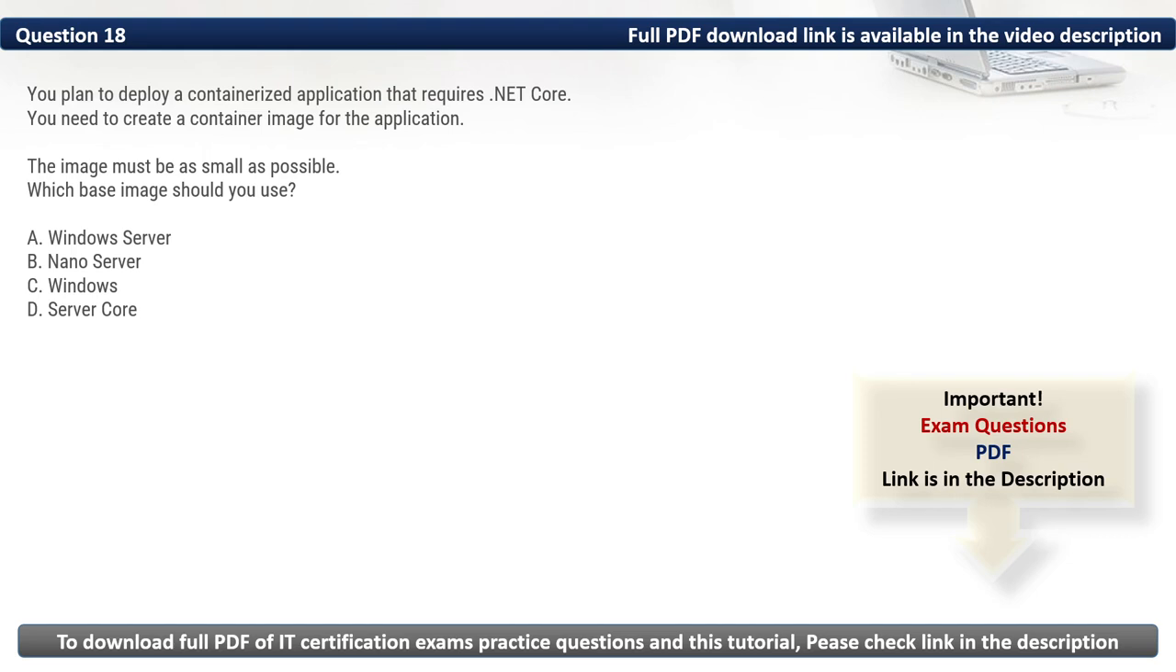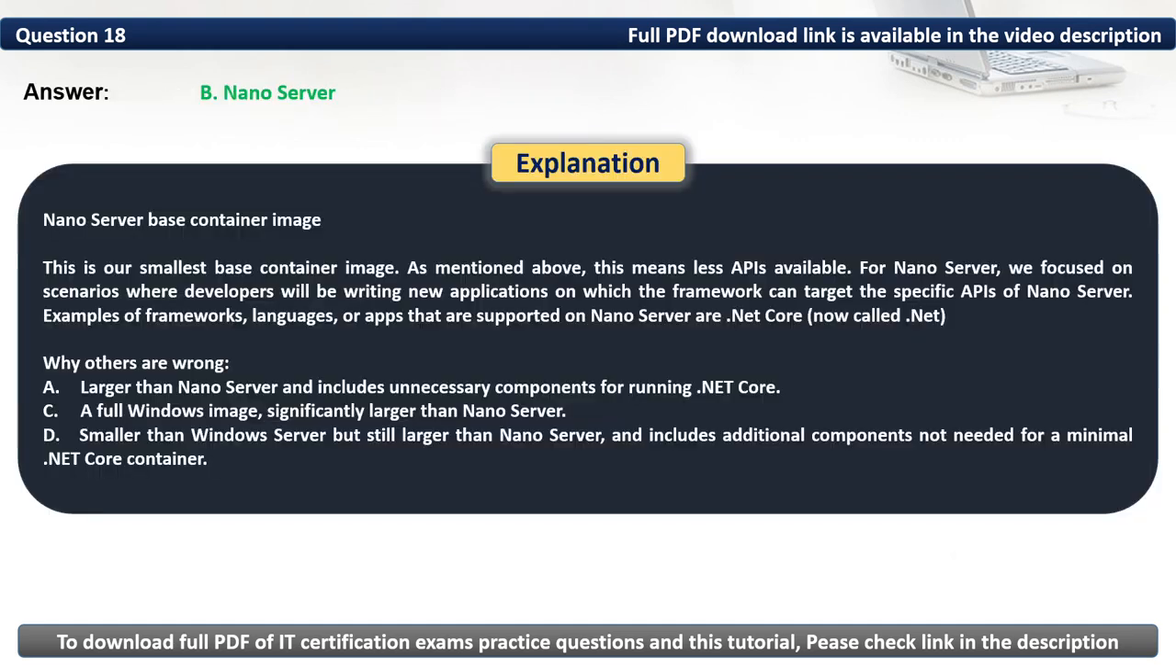As such, the base image that we should use is Nano Server. Thus, the correct option is B, Nano Server base container image. This is our smallest base container image. As mentioned above, this means fewer APIs available.